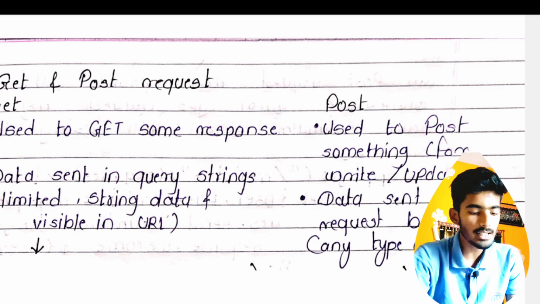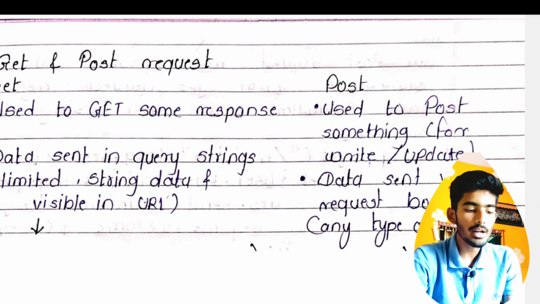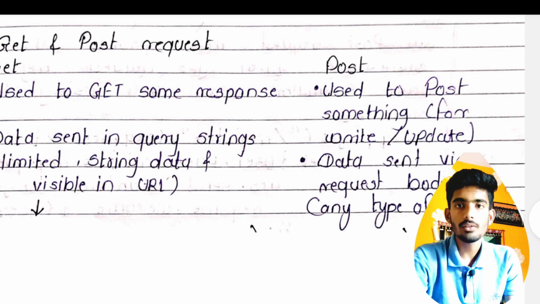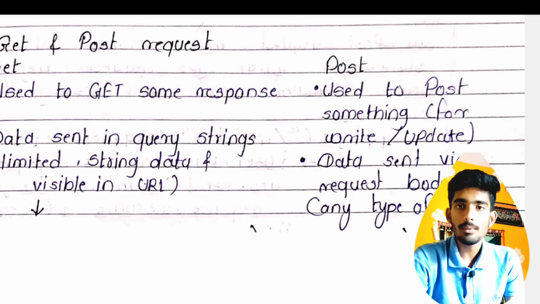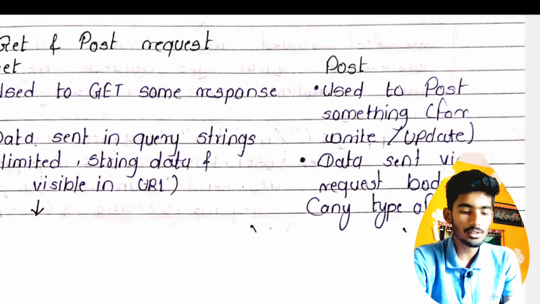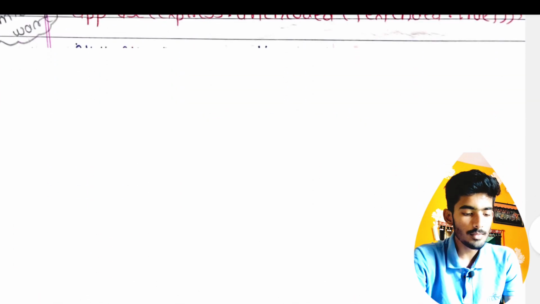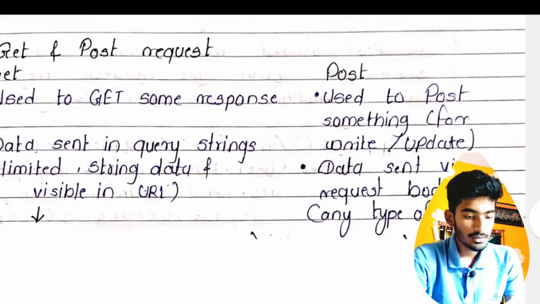Second is data sent in query string. Means in a GET request, data is sent in the query string, and in a POST request, data is sent via the request body. If you want to access the data that came from a GET request, then we have to use the query string, and if you want to fetch the data of a POST request, then we have to use the body, request.body. Okay, so this was the difference between GET request and POST request.